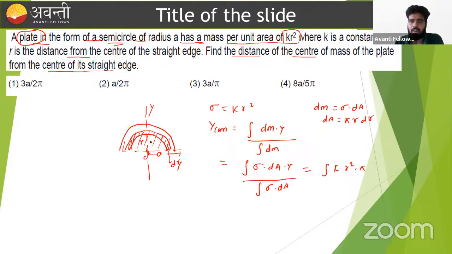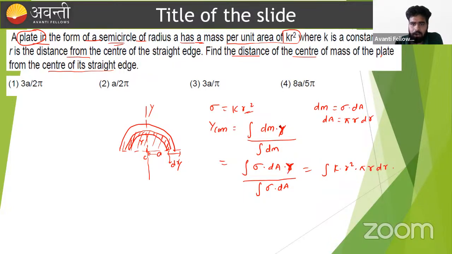Then what can we say here? In place of r, we can put y. This depends upon your choice and what each question gives. If k is given as a function of r, then this is not y, this is r. This depends upon the problem. Because this ring is at a distance y, and that y is nothing but the center of mass of this small portion of ring. I hope this is clear for everyone. So the value of dm is k r squared into pi r dr.